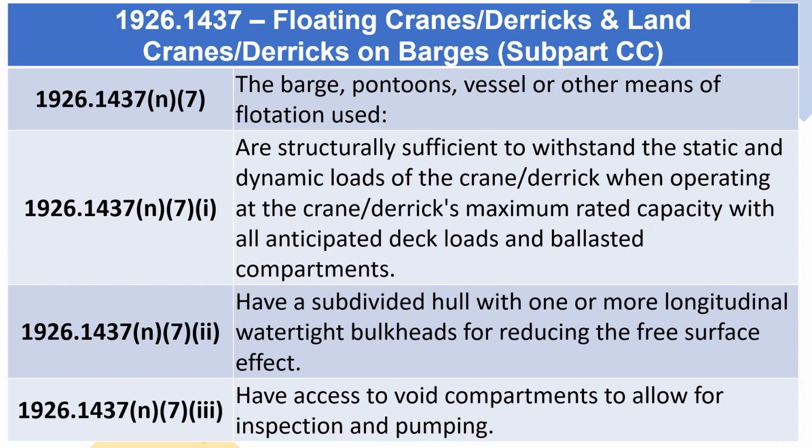1926.1437 N7. The barge, pontoons, vessel, or other means of flotation used: 1926.1437 N7 I through N7 3. Are structurally sufficient to withstand the static and dynamic loads of the crane/derrick when operating at the crane/derrick's maximum rated capacity with all anticipated deck loads and ballasted compartments. Have a subdivided hull with one or more longitudinal watertight bulkheads for reducing the free surface effect. Have access to void compartments to allow for inspection and pumping.